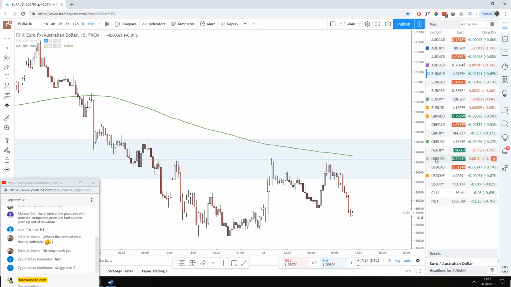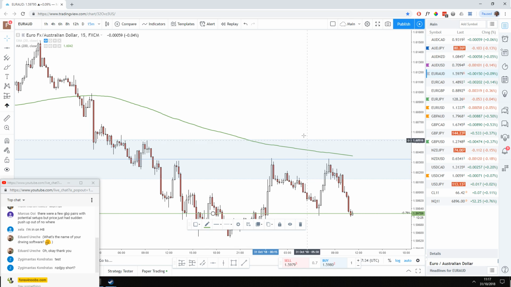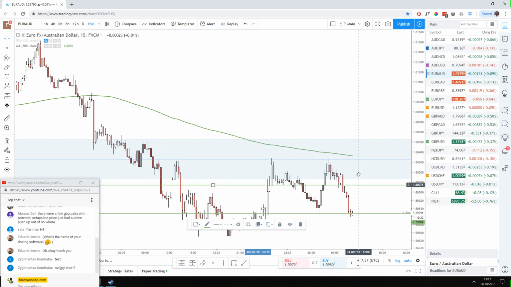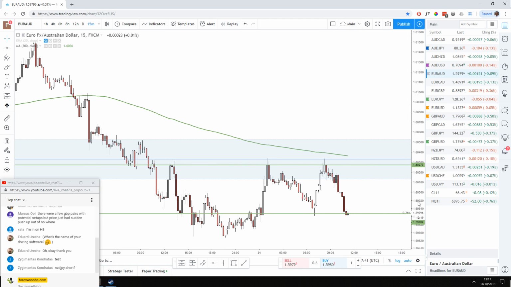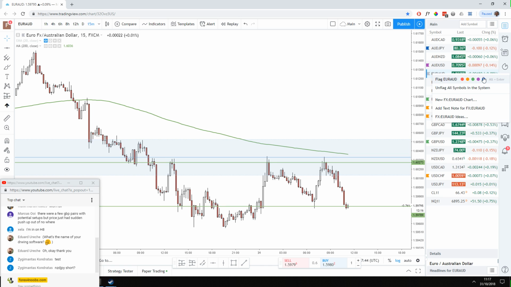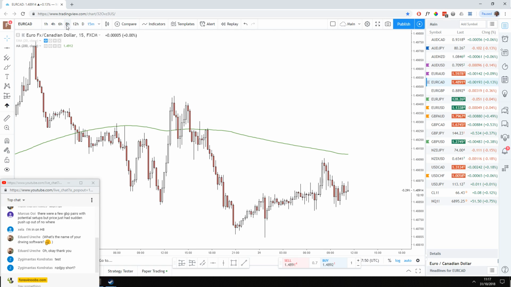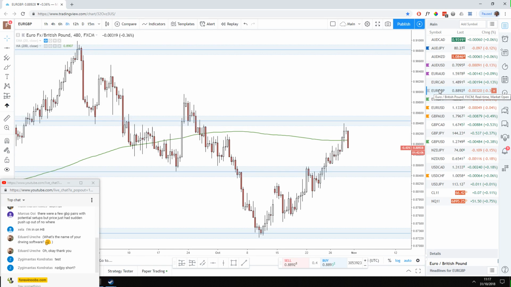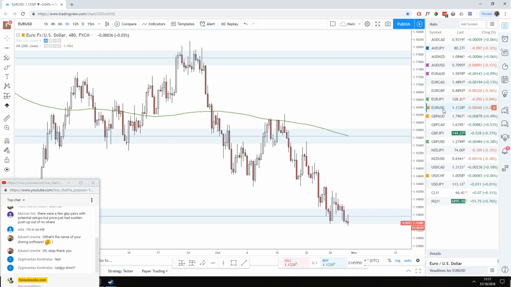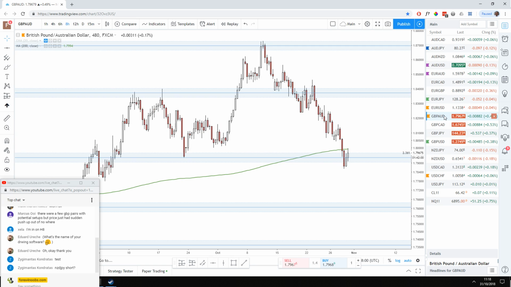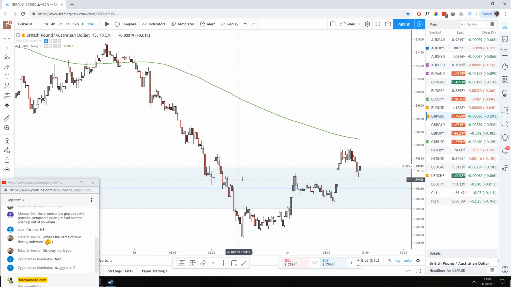Interesting. Maybe a range here on EURAUD, but it's not complete yet, and it looks like it's gonna fail to turn into a proper range. Keep an eye on it anyway, but I don't really see much happening with this one. No, nothing there.